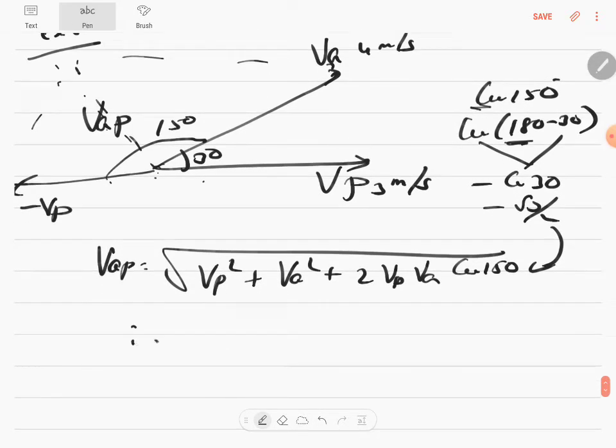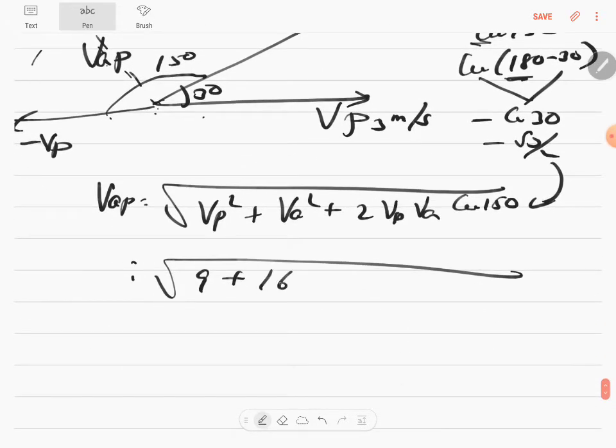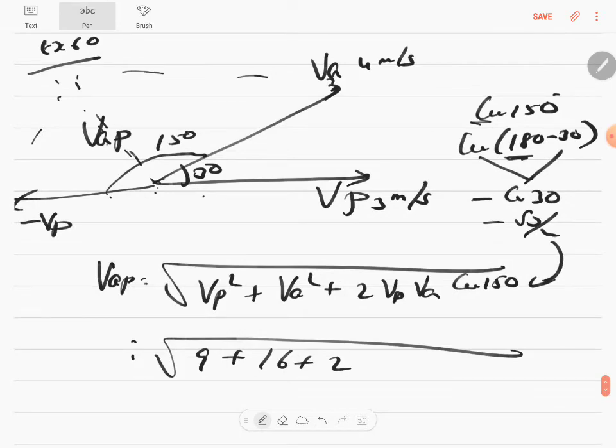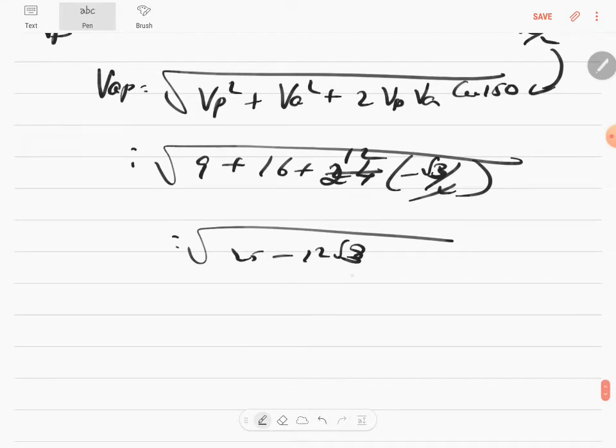So it's the root of Vp square. What is the velocity of this particle? It's 3 meter per second, so 9. This is 4 meter per second, so 16. Plus 2 into 4 threes are 12, so 12 twos are 24. And this itself is minus root 3 by 2, so the 2 and 24 get cancelled. So it's the root of 25 minus 12 root 3. Correct? And root 3 is 1.732. You can substitute that value and hence find the relative velocity of Q with respect to P. You can remember this sum like that.